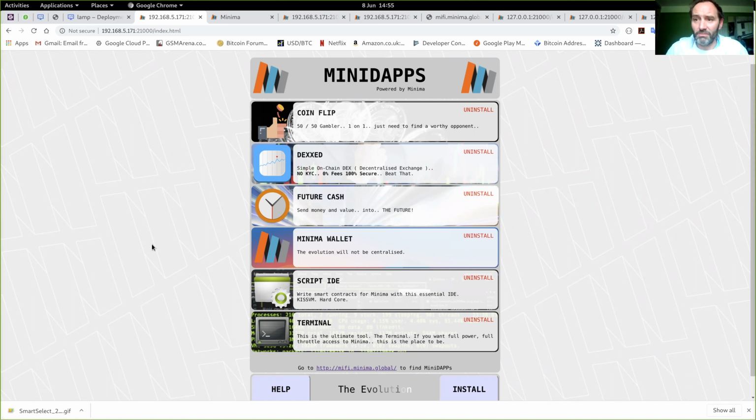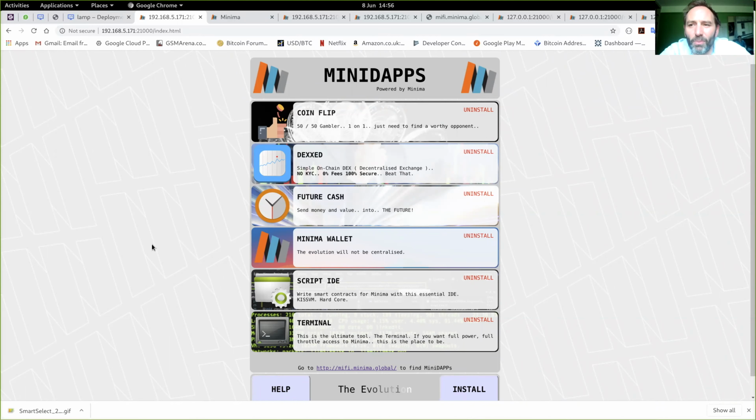This is good. Given a functioning Minima network, there's nothing I can do to take any of these apps down. You know what I mean? I will mention one feature that I can't show you that I'm currently working on, which is the composability element. What I mean by that is I've got Dexxed, which is obviously my beautiful little stock market Dexxed thing, and I've got CoinFlip, my little gambling application.